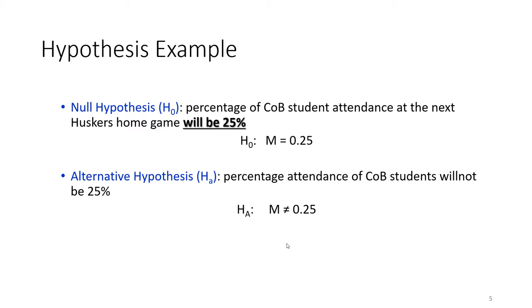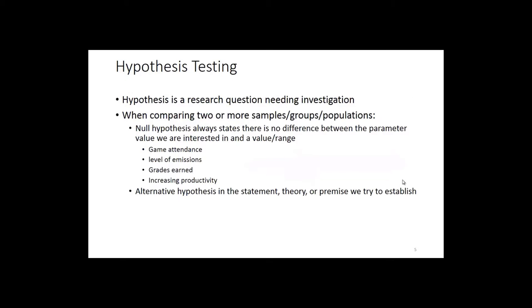Or we may have an equation in mind. Similar to the previous null hypothesis, we estimate that the COB students in the next game will be 25%. M equals 25. The alternative hypothesis is the negation. The percentage could be more than 25% or less than that, but anyway, it is not equal. So a hypothesis is a research question, and that question needs to be investigated.